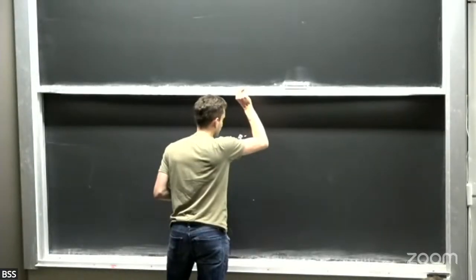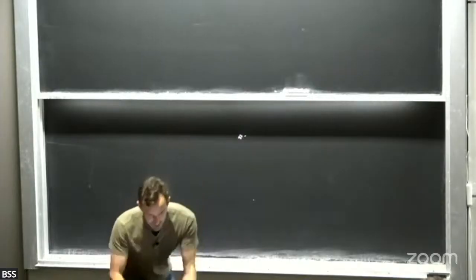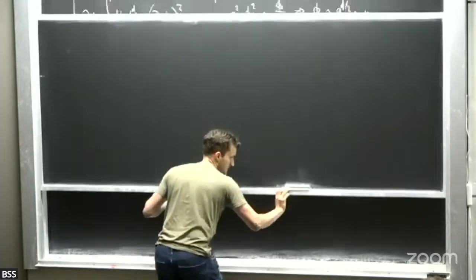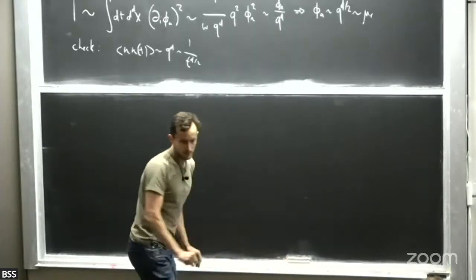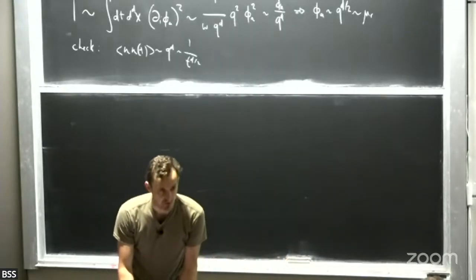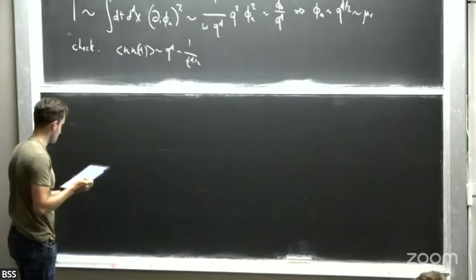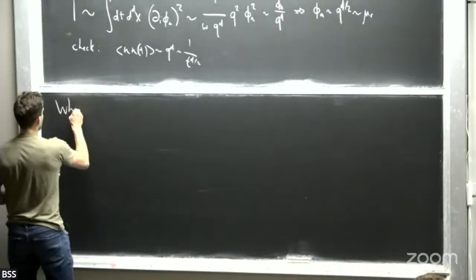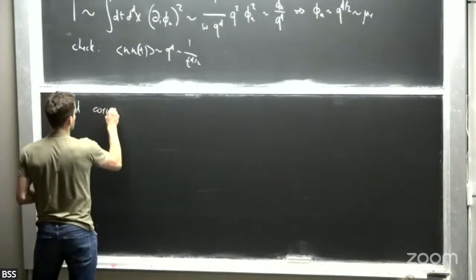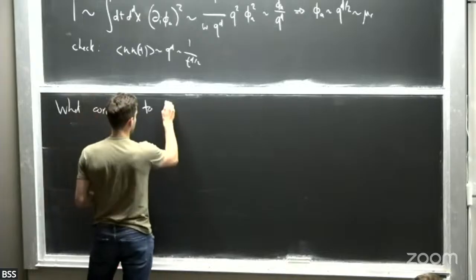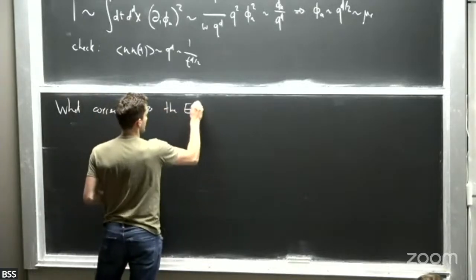So now we can talk about corrections. How big are corrections to all of this? And these corrections will be very important because they'll tell us when this effective field theory is even valid, right? These corrections better not be large. So what corrections to the EFT?